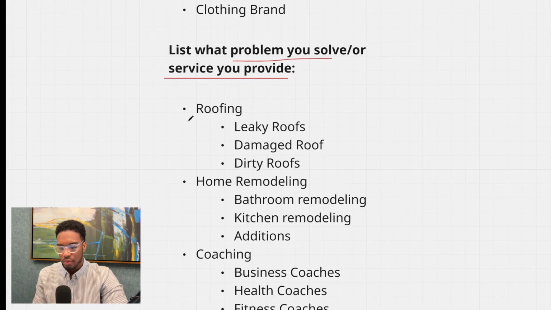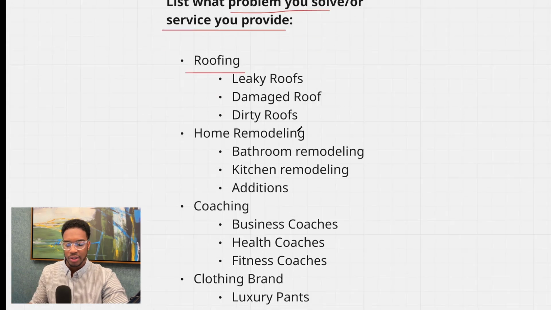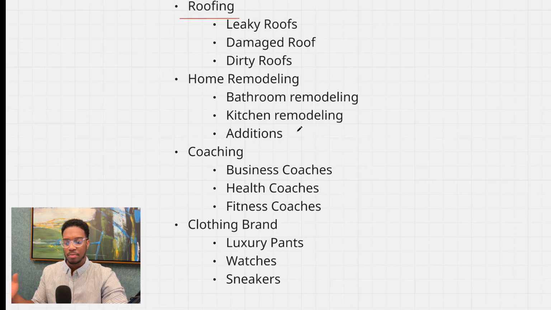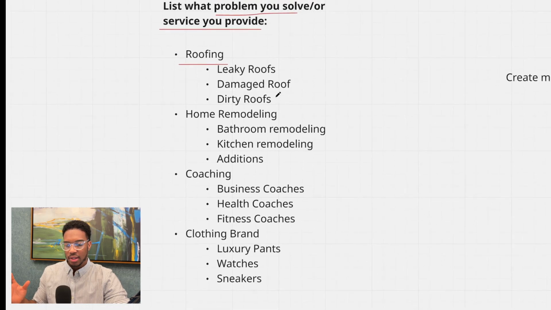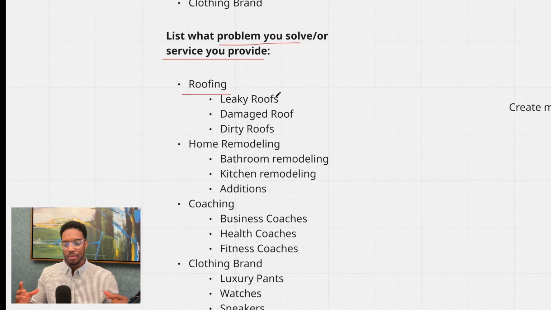So for example, a roofing company does leaky roofs, damaged roofs, dirty roofs. A home remodeling company does bathrooms, kitchen remodels, additions. A coaching business does business coaches, health coaches, fitness coaches, maybe there's confidence coaches, stuff like that. And then a clothing brand, you might have luxury pants, or you sell luxury watches, or you sell tennis shoes, sneakers, anything like that.